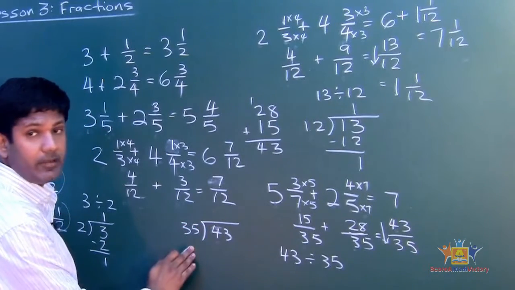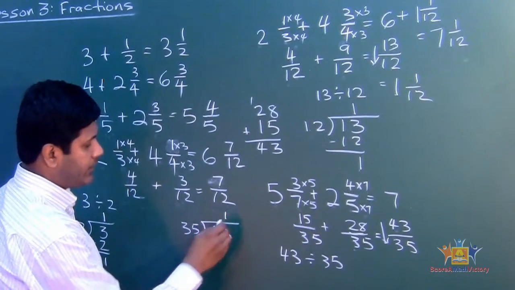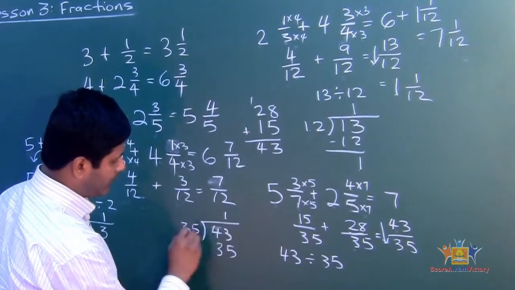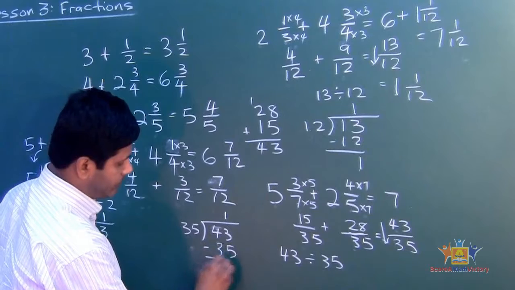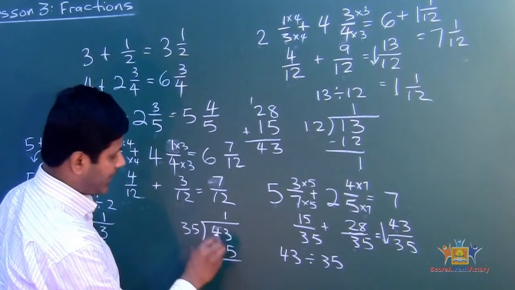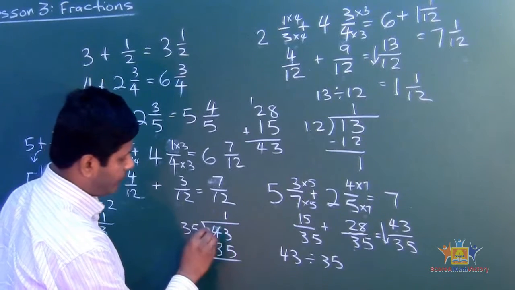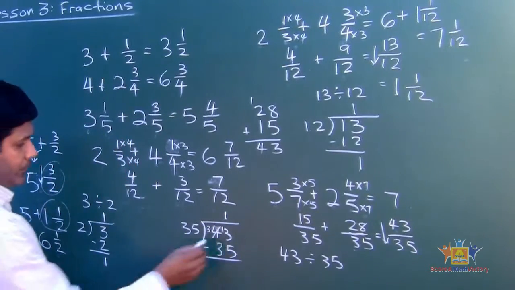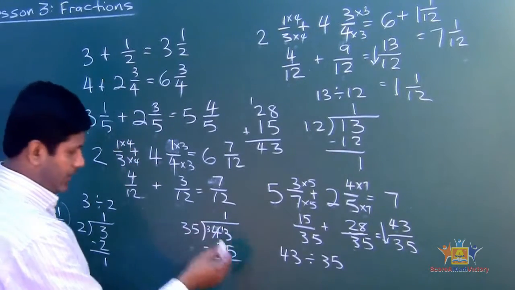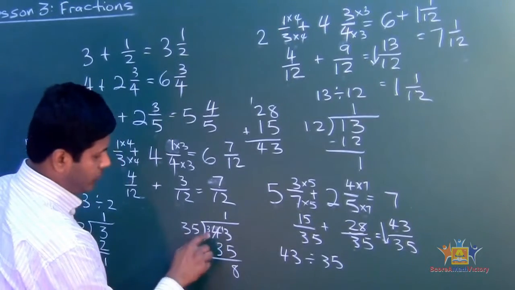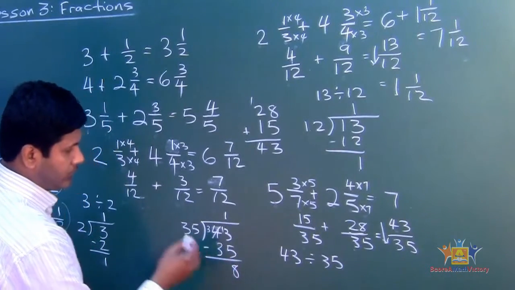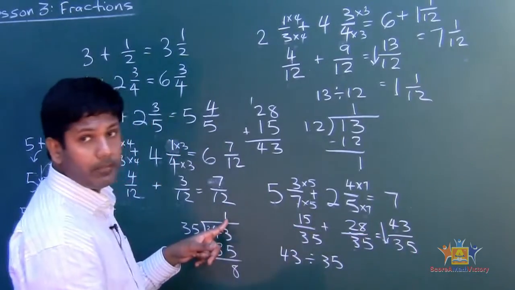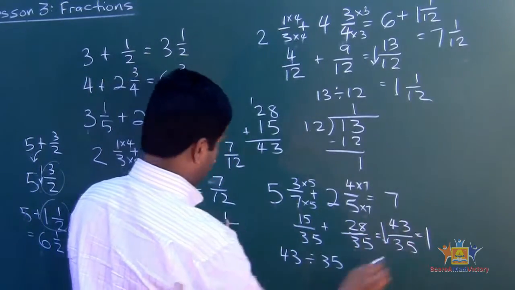In 43 there's how many 35s? We know only 1 can fit in there. So 1 times 35 is 35. Subtract: 3 minus 5, I cannot. I borrow from 4, which becomes 3, and the 3 becomes 13. 13 minus 5 is 8. 3 minus 3 is 0. So that means 1 would be my whole number.